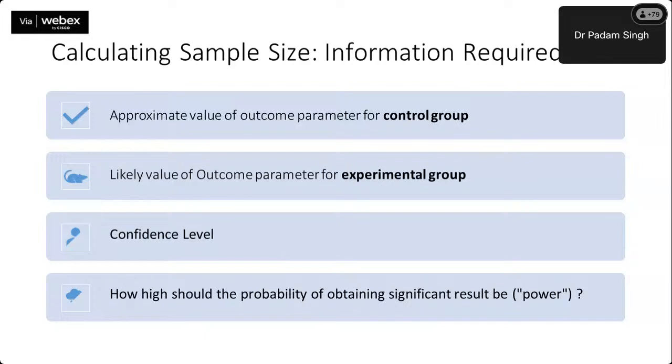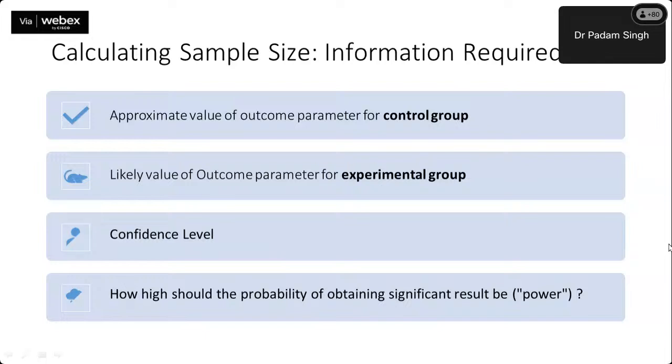Supposing we are trying a drug and we want to see that as per the control treatment, 60% are getting cured. But for the new drug, we say no, it is not 60, 80% will get cured. So this is the assumption. We have to have that information.